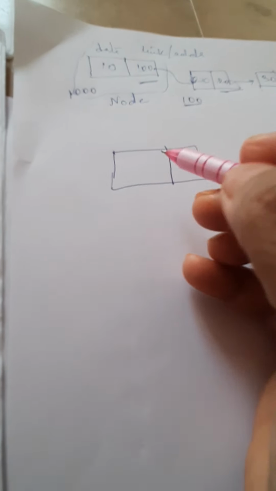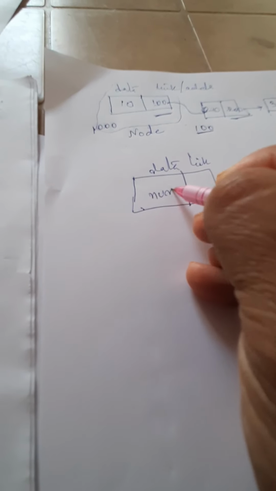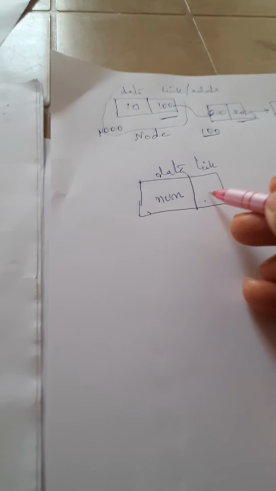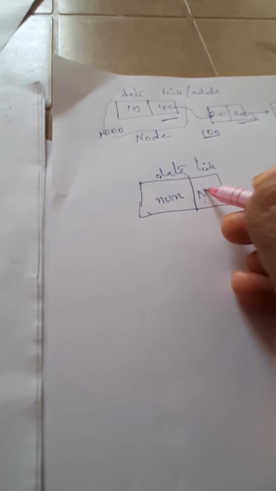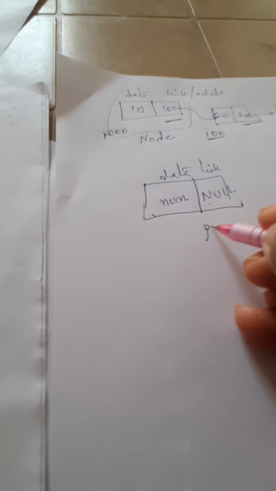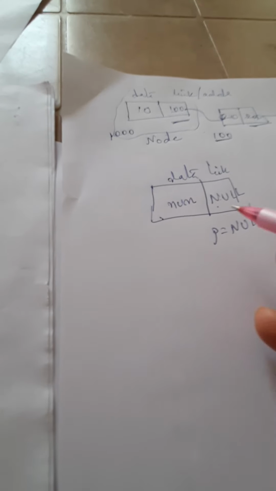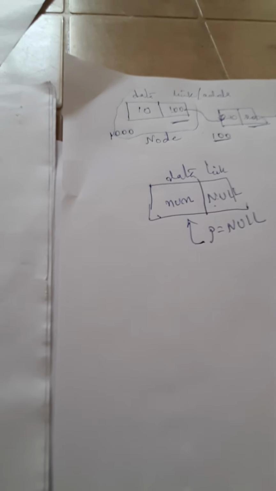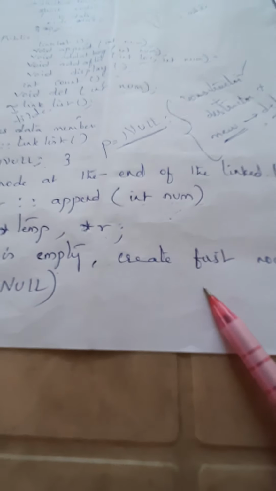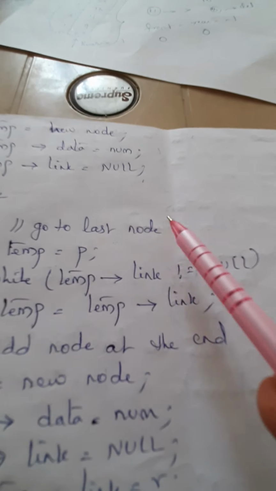In the node, you will create two parts: one is the data part and the other is the link part. So this is the node that is getting created, and it holds whatever number you are passing. Since this is the first node, the link part will be NULL. Again p will be NULL here, and p will be pointing towards this particular node. Clear?